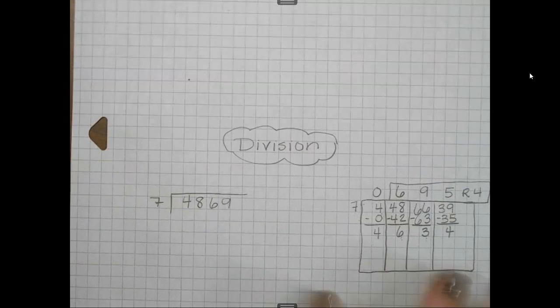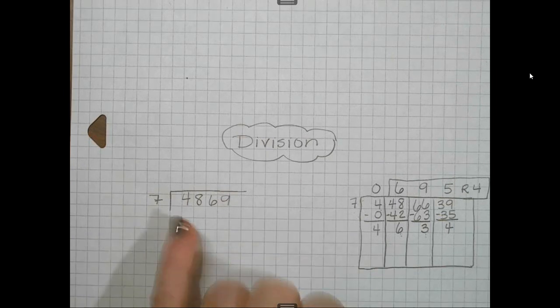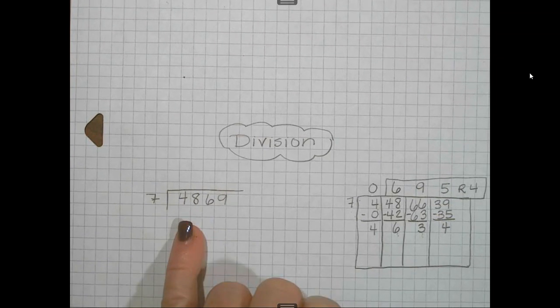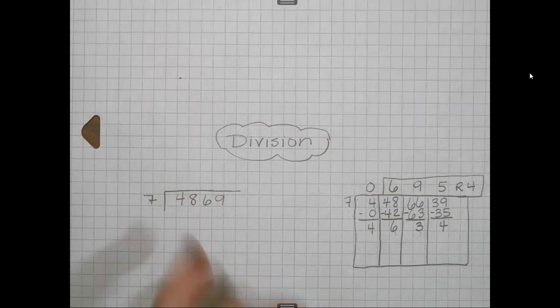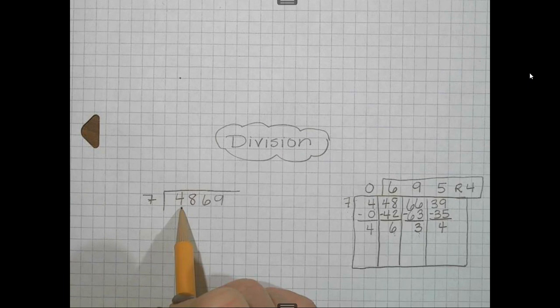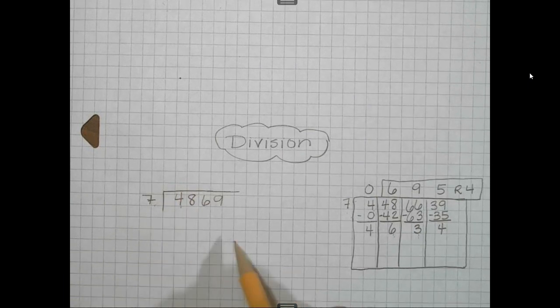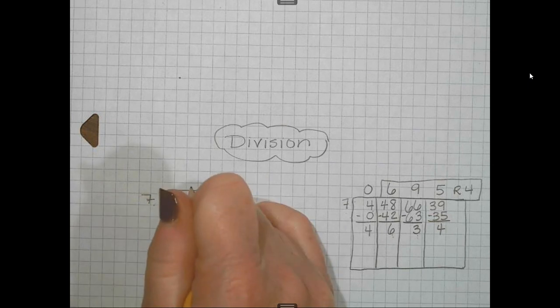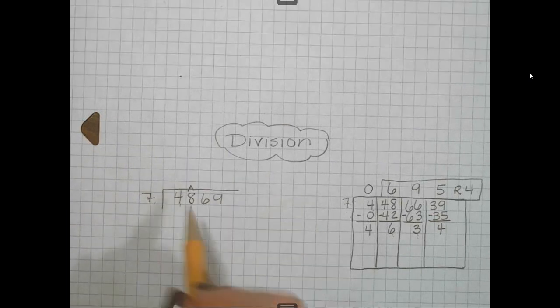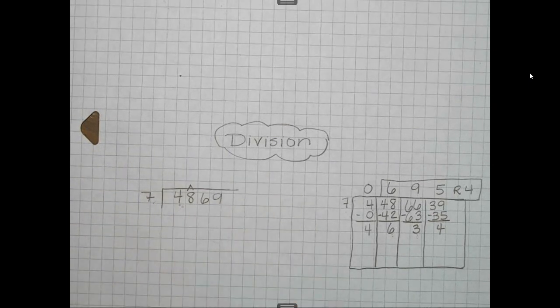Now, some of you are already working with these steps, but I want you to really understand what you're doing. So let's talk about it. All right, we cannot make equal groups of 7 with 4. And I don't usually do the 0 and then multiply. What I usually do is I say, okay, I know I can't make equal groups of 7 with 4, but I can make equal groups of 7 with 48.